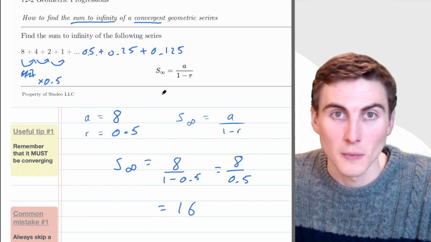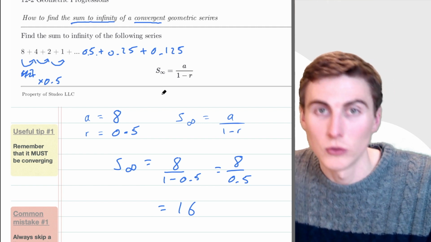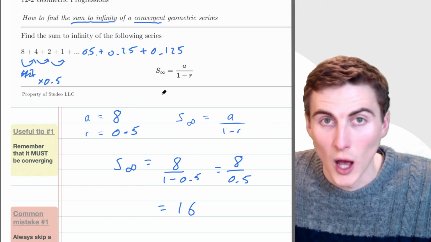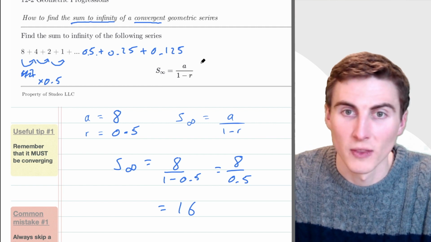So that's it. I hope that makes sense. Have a go at the MCQs down below. You just want to bash through a few examples, and hopefully this isn't too hard. You just really need to remember this formula here.